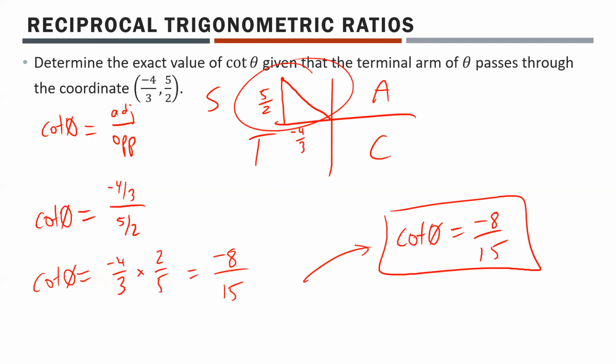And that is the exact value, because again, there are no decimals. I didn't round anything there. That is exactly what cotangent theta would be equal to. If this fraction simplified, like if it was -9/15, then please simplify it down. But in this case, I don't have to because it doesn't simplify any further than that.